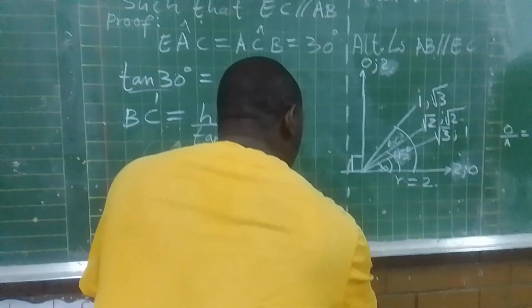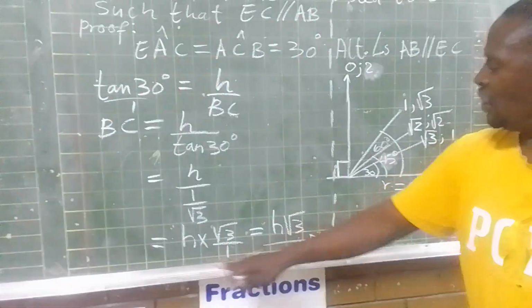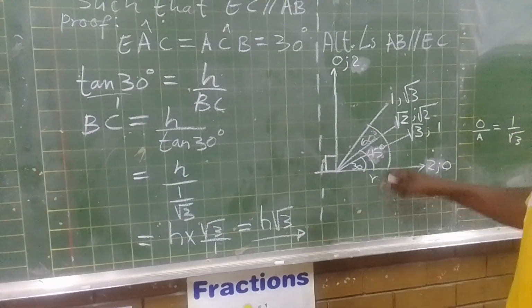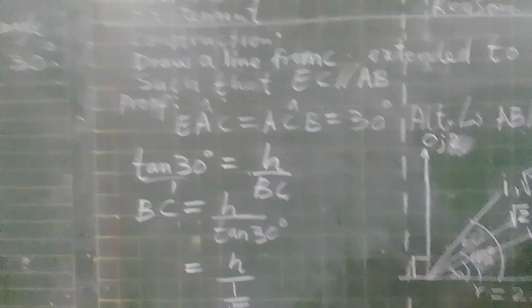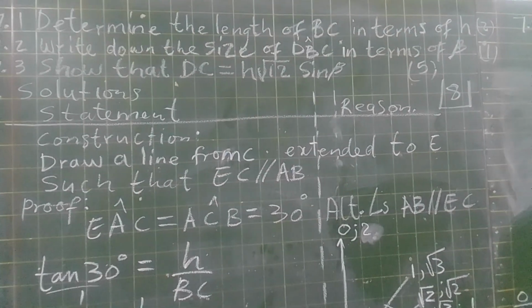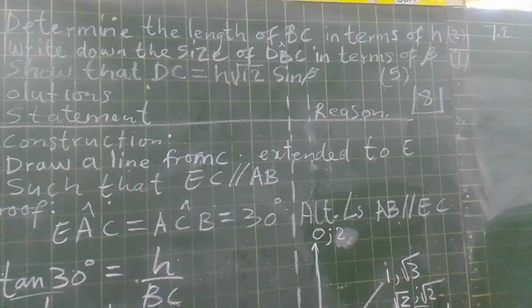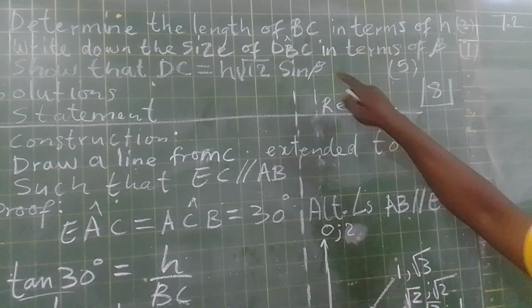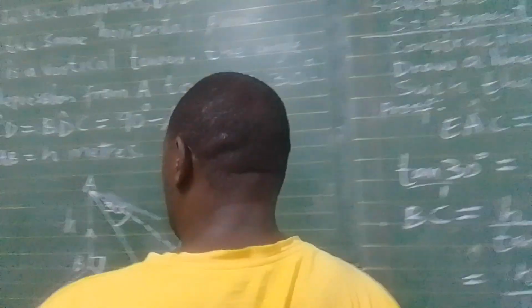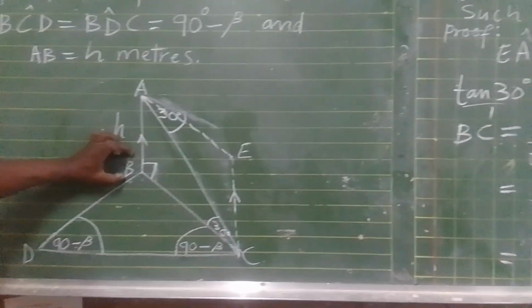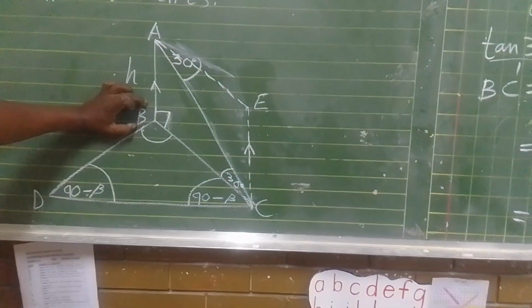You have taken your 2 marks. It was 2 marks. So BC in terms of h is going to be h square root of 3. Right, 7.2. 7.2 reads thusly: write down the size of DBC in terms of beta. Let's check DBC. Which angle is that? DBC, they are referring to angle B. They want us to calculate this angle in terms of beta.